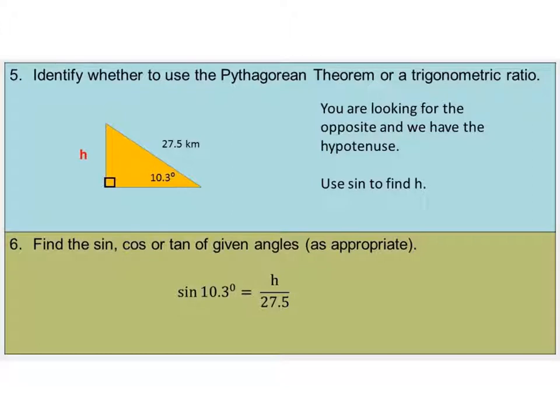So in step number 5, based on our diagram, we're going to identify whether to use the Pythagorean theorem or a trigonometric ratio. When we look at h, we are looking for the opposite, and we have the hypotenuse, which is the 27.5, and we have our 10.3 degrees here. So the side opposite that 10.3 degrees is our height, so we're going to use sine to find h. In number 6, we're going to use the sine of 10.3 degrees is equal to the opposite, which is our height we're looking for, over the hypotenuse, which is 27.5.